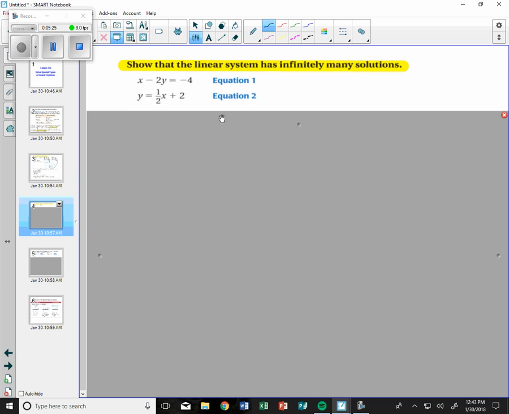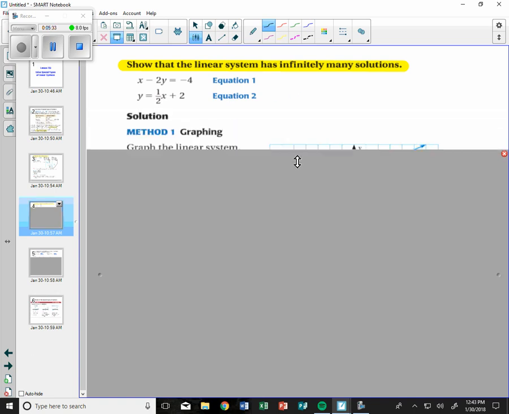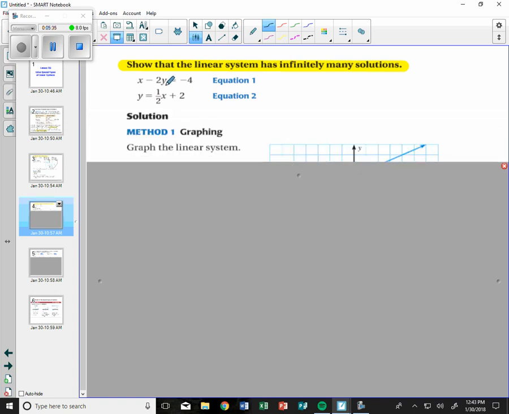All right. Now, if we want to show that they have infinitely many solutions, meaning that the lines are exactly the same, I'm going to graph them first, okay? So right away in this one, I know my intercept and my slope because it's already in y equals mx plus b form. But this guy I need to put in that form, so I'm just going to do that real quick. I'm going to subtract x over to this side, so I'm going to end up with negative 2y equals negative 4 minus x, divide by 2, or negative 2.